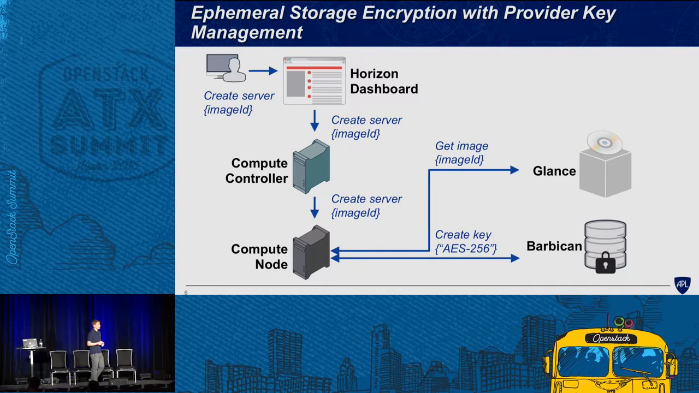The compute controller receives it, runs its scheduling algorithm, and then determines which physical compute node in the rack of machines it has should host that particular VM. Then the compute node receives that request, and it has a request that says, I need to create a VM, and I need to have an encrypted ephemeral disk with it. Because of that, the first thing I need to do is go to Barbican, which is the de facto key manager, and create a key and then retrieve it. Then the compute node now has the key. It sets up dm-crypt, passes it the encryption key, and then goes to Glance to get the image bytes, and copies them through dm-crypt. So now you have an encrypted ephemeral disk.